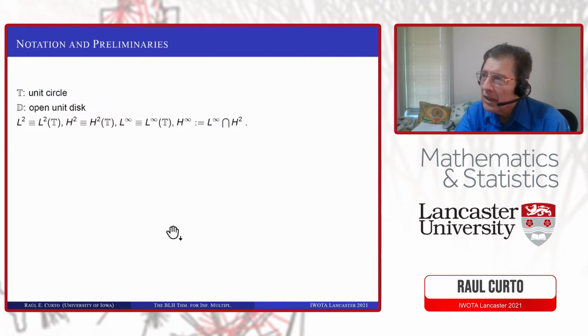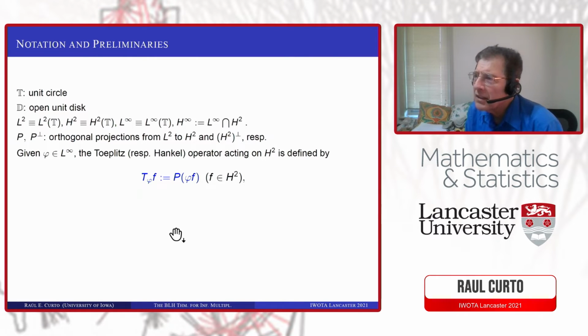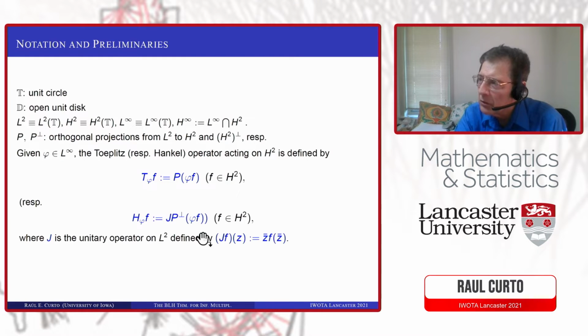So notation, unit circle, open unit disk, many of these things have been covered in previous talks by John, by Viktor Vinnikov and others, and of course in the special sessions too. Given a phi in L infinity, the Toeplitz operator is defined by multiplication and then projection onto H2. This will be the scalar case so far. And then the Hankel operator, which you multiply by phi, you project onto the orthogonal complement, and then you bring it back into H2 by this map J that simply shifts and conjugates.